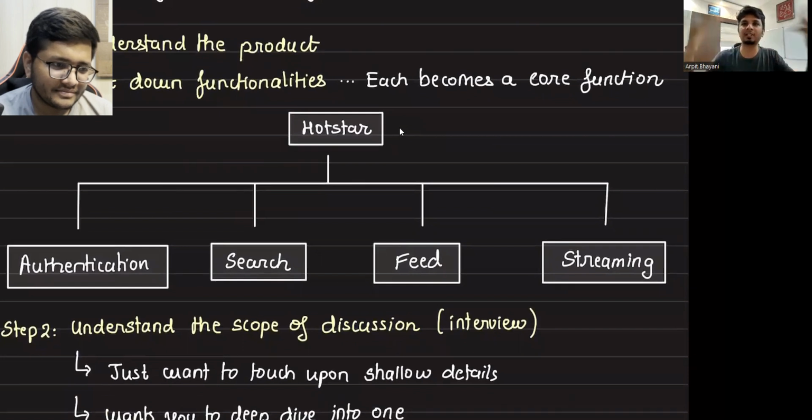Let's say there is a problem statement: we have to build Hotstar, right? So when you think about this, Hotstar as a problem or Hotstar as a platform is a gigantic platform. So it cannot be straightforward. So case number one, you have never used that product.